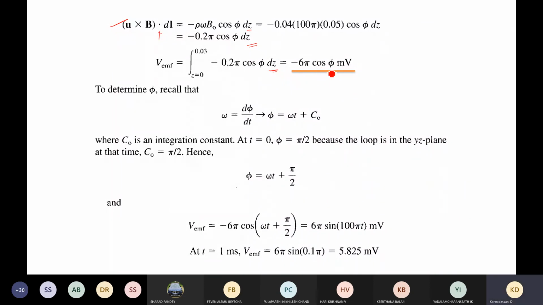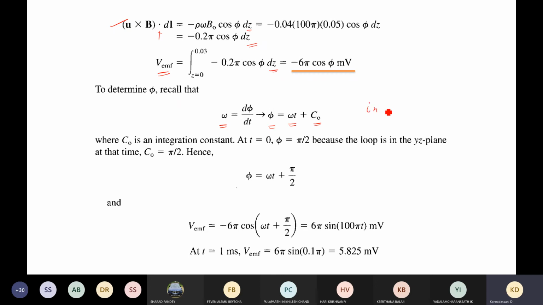And now we got this, and now we have to get this induced EMF with respect to time. So how to get it with respect to time? What we know is the angular velocity omega is nothing but d phi by dt. Therefore, phi we can easily calculate by taking the integration. When you integrate, you will get omega t, and some constant will come. How to calculate the constant? For that, we have to apply the initial conditions.